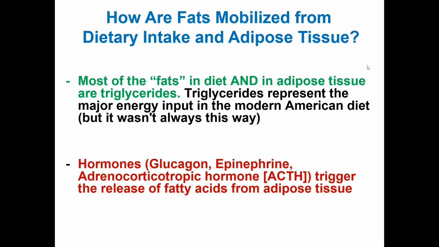I also want to tell you that most of the storage fat that we have in our adipose tissues are triglycerides. And it turns out, it's not so great, but triglycerides, which are neutral fat, represent the major energy input in the modern American diet. Okay, so we eat lots of neutral fat.